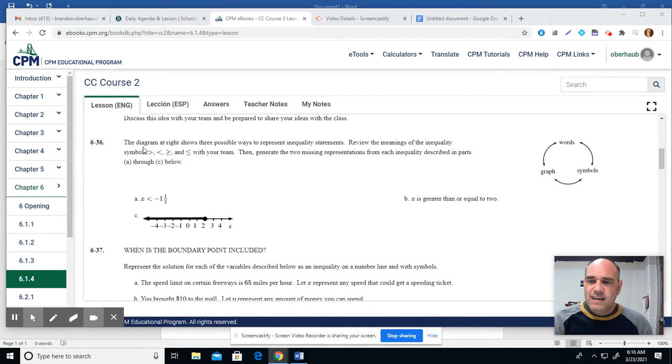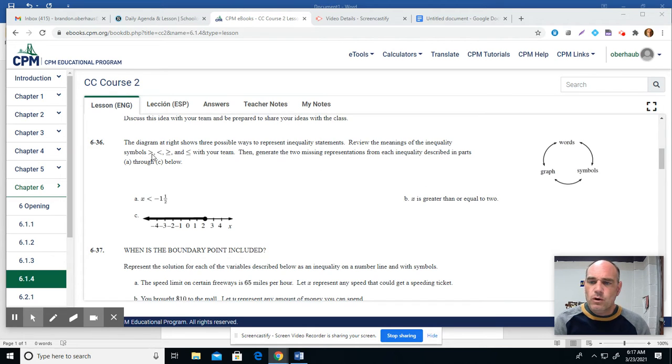Question 36. The diagram at the right shows three possible ways to represent inequality statements. So we can do it in words, like B right here, where we just write it out in words. We can graph it, like C, where we decide to shade right or shade left, or we can use our symbols, which are less than, greater than, less than or equal to, greater than or equal to.